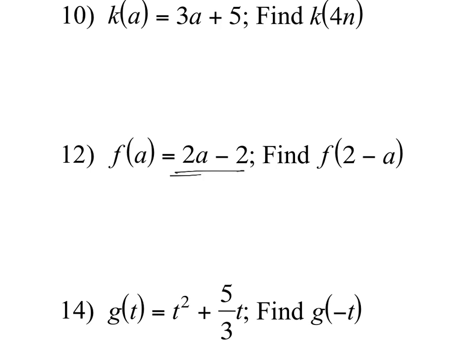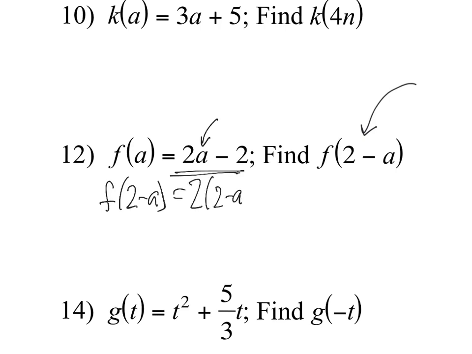Okay, it's a pretty simple function, but notice that this time you are plugging in a binomial, right? It's not just a single number. It's an actual expression that you're plugging in for this one variable. So let's see what this is going to look like. 2 minus a. So where a was, I'm going to be replacing that with 2 minus a.